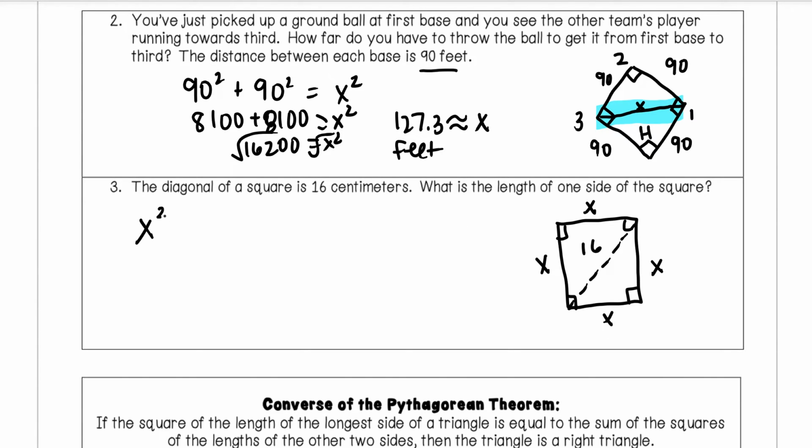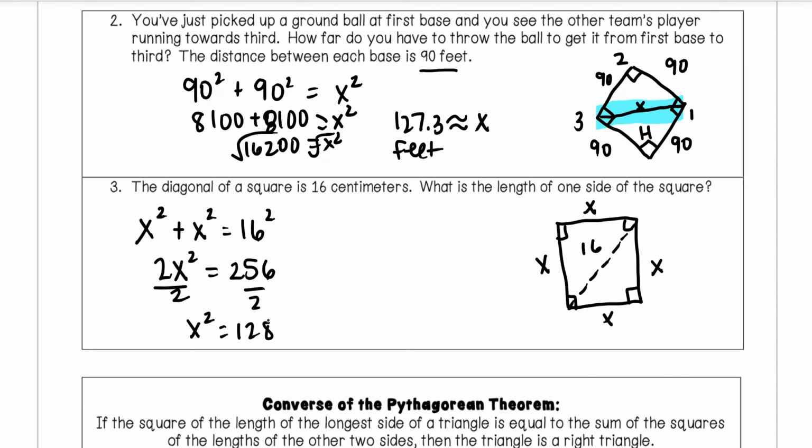So to use the Pythagorean theorem, I would take x squared plus x squared equal to 16 squared. So if I have an x squared plus another x squared, that's really 2x squared equals 256. We divide both sides by 2, so x squared equals 128. When we take the square root of that, we can simplify this. Even though it's not a perfect square, 128 can be broken up into 64 times 2, and the square root of 64 is 8. So this can really be simplified to 8 times the square root of 2.